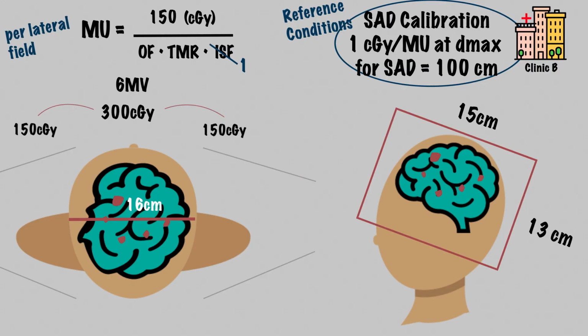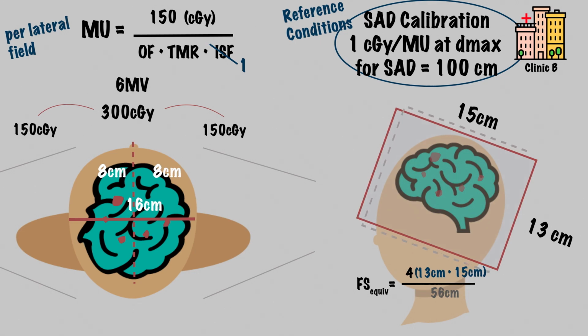Now we need to account for the variation from reference conditions for the TMR and output factor. Again, we will need the equivalent square field size and treatment depth to look these values up. For a hand calculation with an SAD setup, depth is half the separation of the head, so 8 centimeters in this case. The field size must be converted to an equivalent square, so the area of 13 times 15 is multiplied by 4, and then divided by the perimeter of 56, which altogether gives us about 14 centimeters. Now we can use our lookup tables.